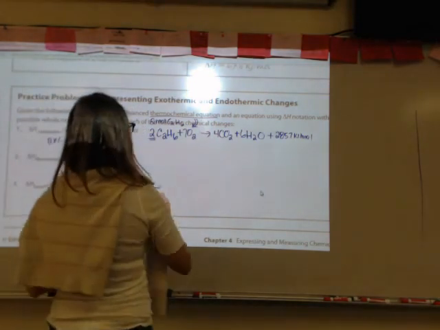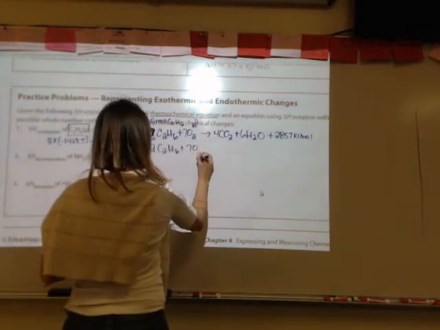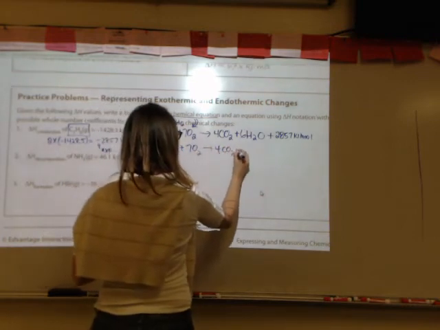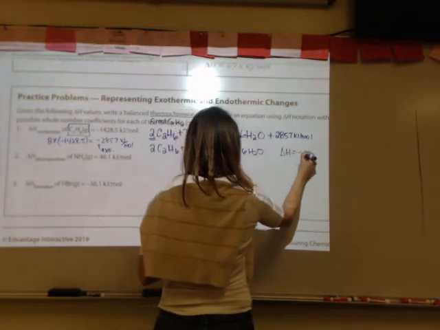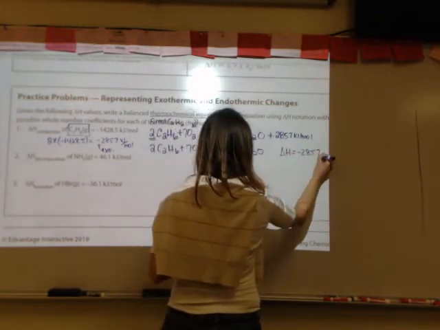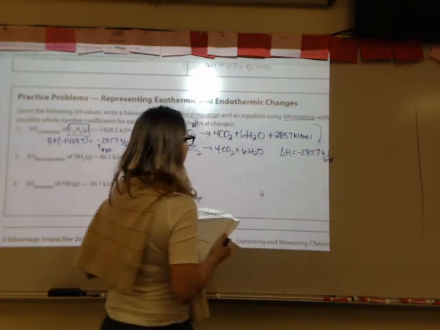So this is your thermochemical equation here. Now, your delta H notation would simply have the same equation, but we wouldn't include the delta H in the equation. We would write it off to the side here, and this is where you would indicate that it's negative here.